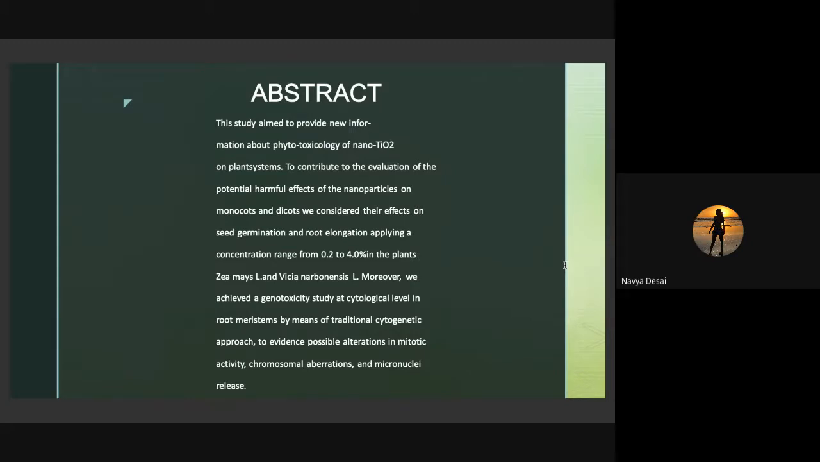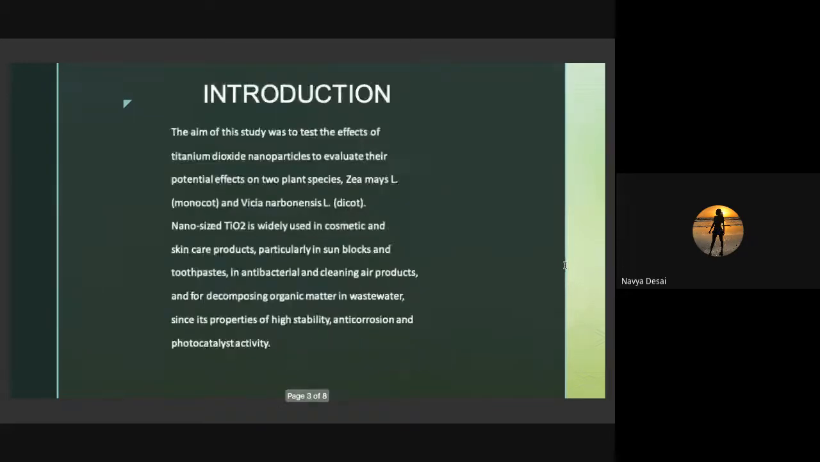They considered their effects on seed germination and root elongation by applying a concentration range from 0.2 to 4% in the plants of two species. The aim of this study was to test the effects of TiO2, which is nothing but titanium dioxide nanoparticles, on two plant species, which are Zea mays L., a monocot, which is your corn crop, and Vicia narbonensis L., a dicot, which is commonly known as narbon beans. Nano-sized titanium dioxide is widely used in cosmetic and skincare products, mainly in sunscreens or sunblocks and toothpastes, and in antibacterial and air cleaning products, and for decomposing organic matter in wastewater, since its properties of high stability, anti-corrosion, and photocatalytic activity.